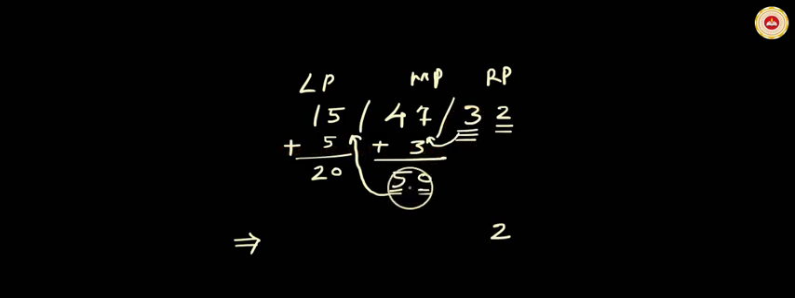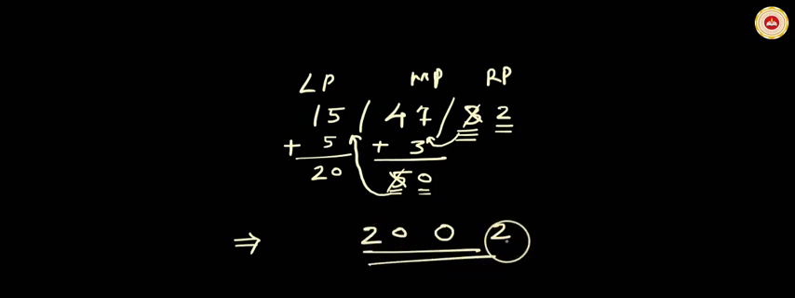What is the middle part? The middle part was 50. But you transferred this 5, passed this 5 to the left part, so you have 0 only. So let us write 0. Don't consider this 3 and don't consider this 5. Now, write the left part as it is, that means 20. And friends, this is our final answer, 2002.